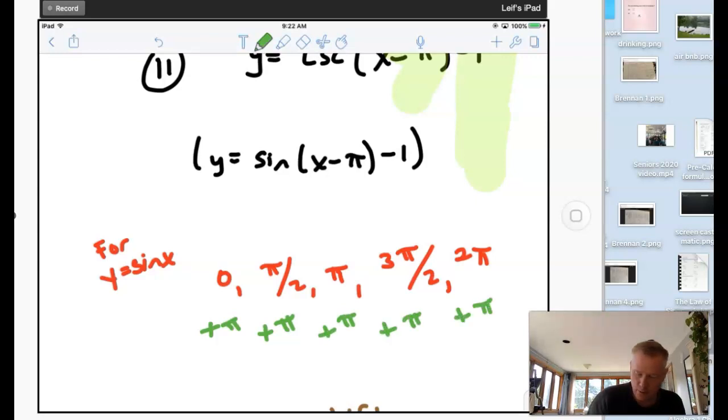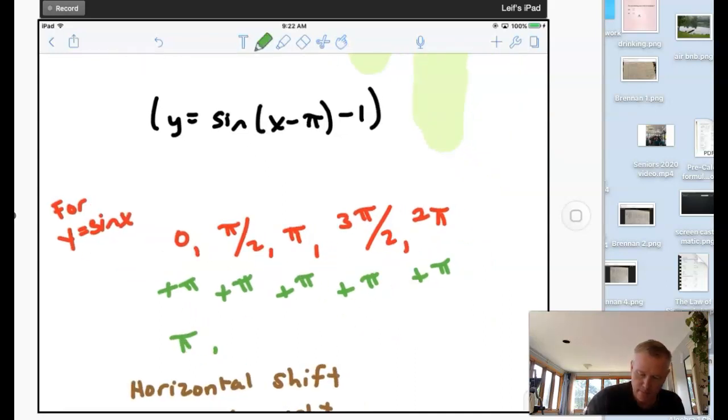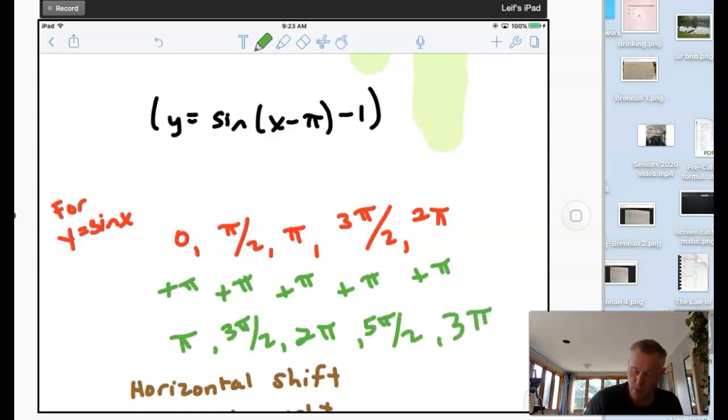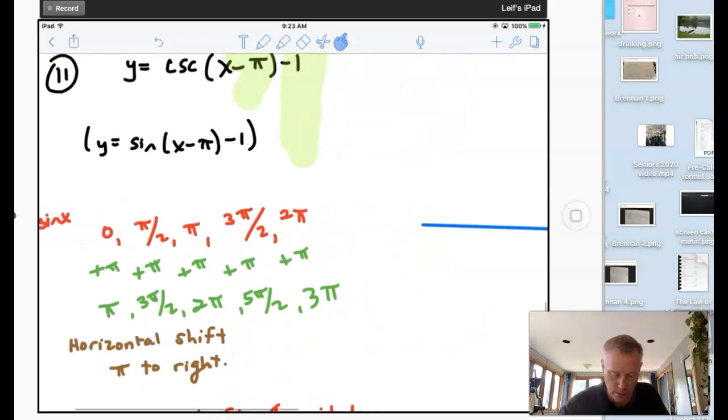And what I get is 0 plus pi is pi. Pi over 2 plus 1 pi is 3 pi over 2. 1 pi plus 1 pi is 2 pi. 1 pi plus 3 pi over 2 is 5 pi over 2. 2 pi plus 1 pi is 3 pi. So these are my new critical points, okay?